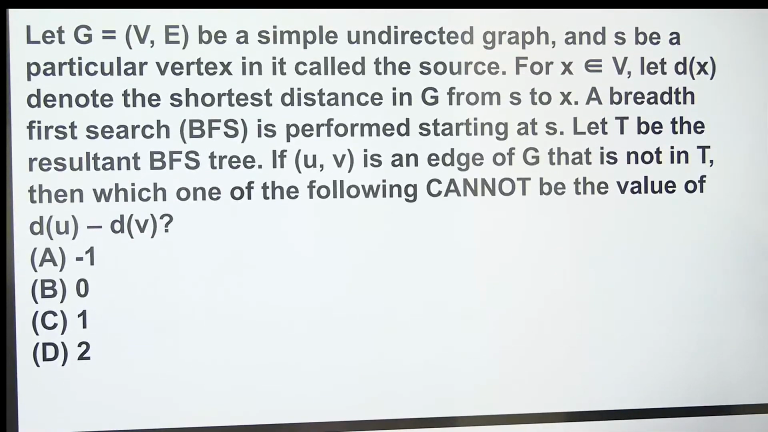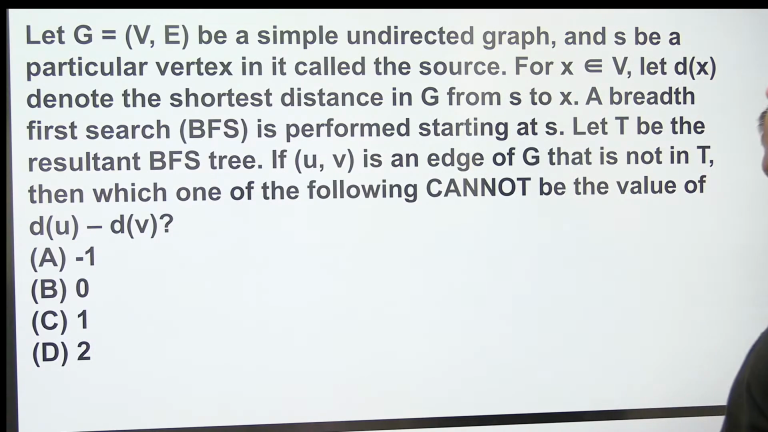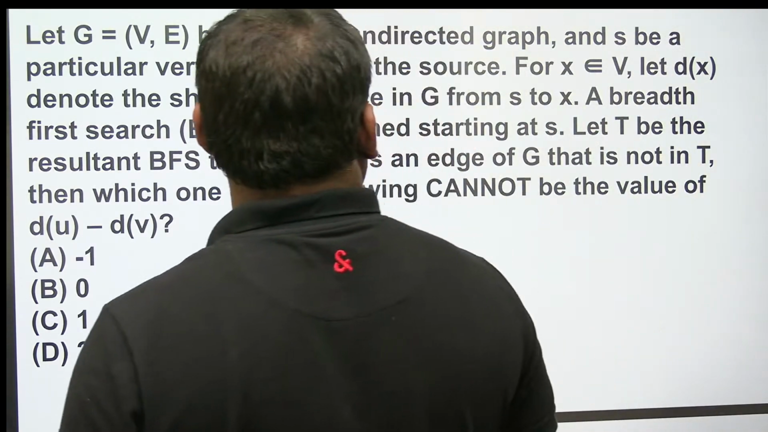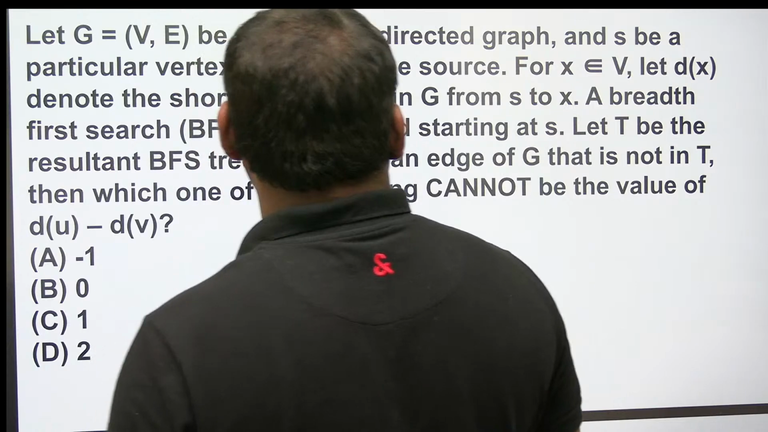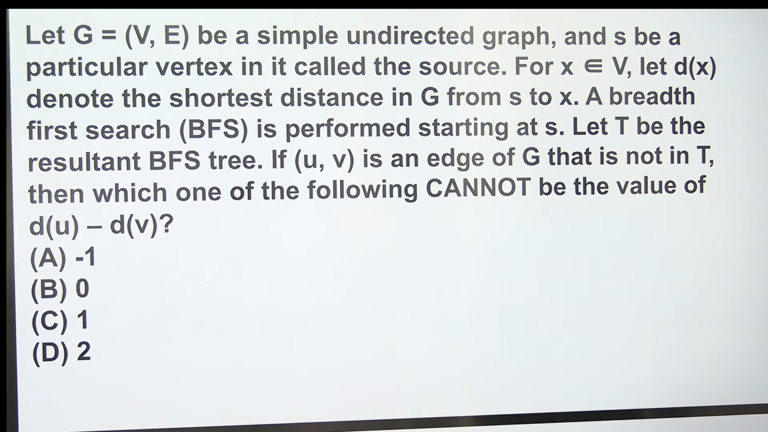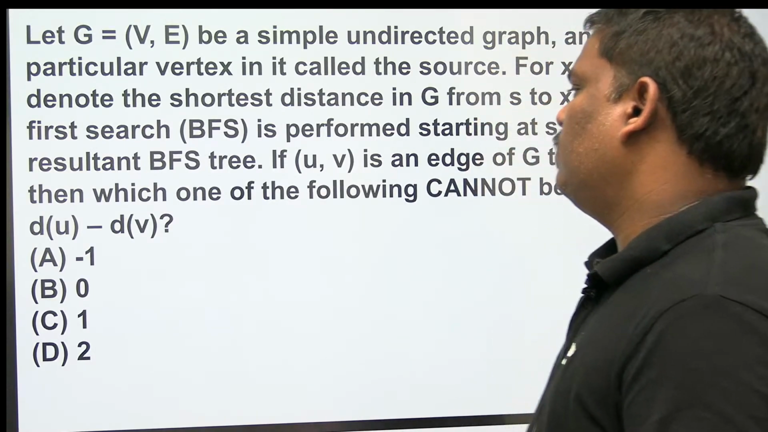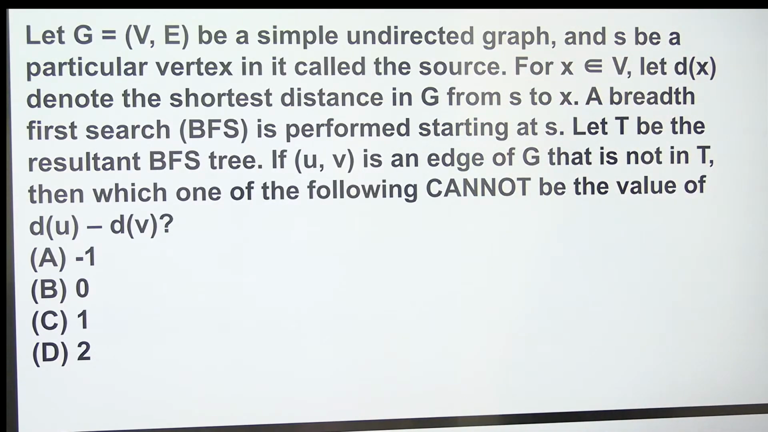Right, now go to the next one. Let G = (V, E) be a simple undirected graph and S be a particular vertex in it called the source. For x belonging to V, let d(x) denote the shortest distance in G from S to x. A breadth first search (BFS) is performed starting at S. Let T be the resultant BFS tree. If (u, v) is an edge of G that is not in T, then which one of the following cannot be the value of d(u) minus d(v)?